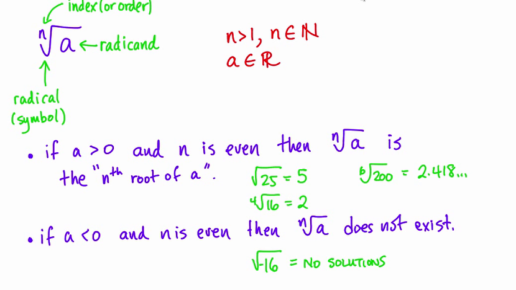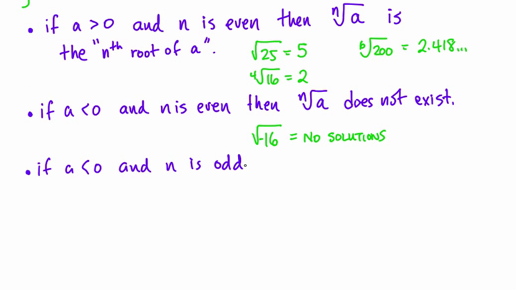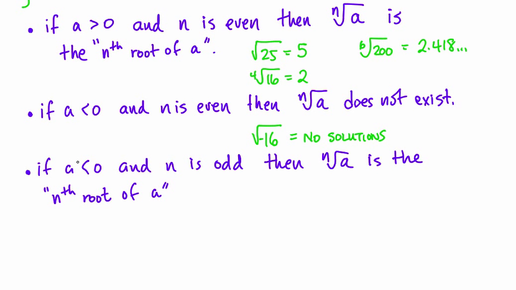However, if a is less than 0 and n is odd, then you can take the nth root of a. In fact, it doesn't even matter if a is less than 0. If n is odd, then you can take the nth root of a, so you can take it for positive numbers, and you can take it for negative numbers. Not a problem. One other definition is the nth root of 0 is always equal to 0.